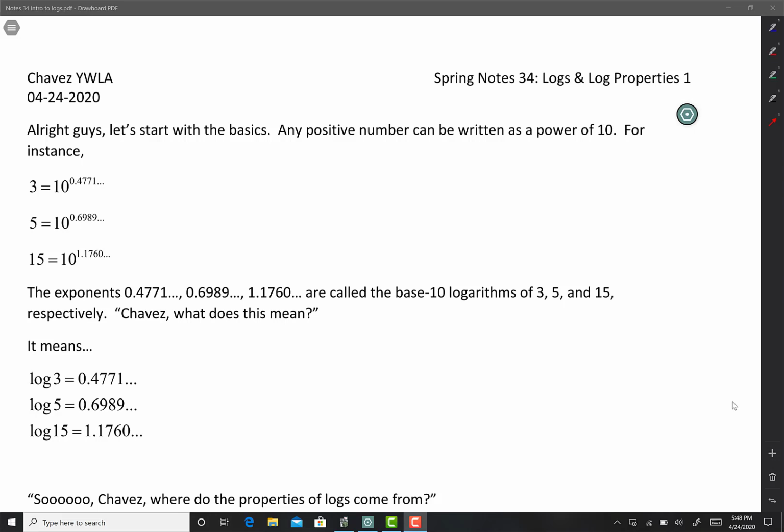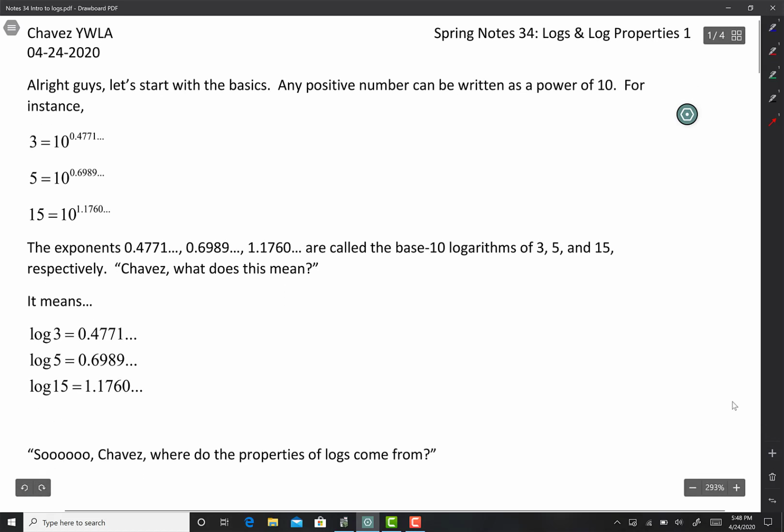All right, guys, here we go. These are logs and log properties. I tried to put a lot of thought into this, and if you're weak in logs, I think this will really, really help, especially in understanding where the properties come from. Let's try not to be robots.